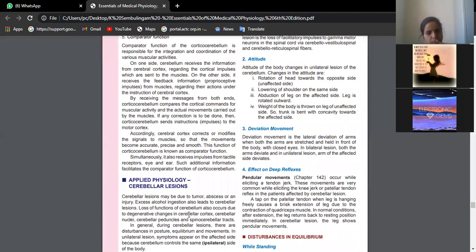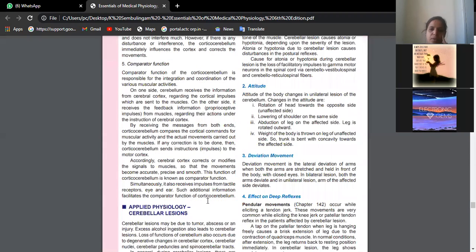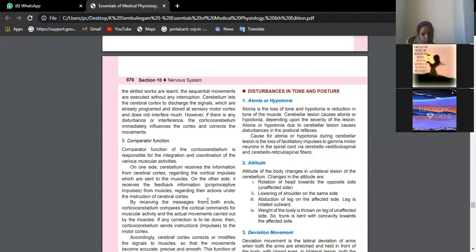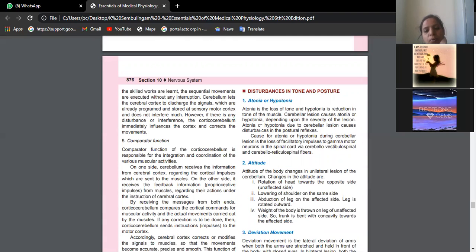Then after that we have applied physiology. Under applied physiology, we have cerebellar lesions. All these functions you have studied till now will be damaged if there is any disturbance in the cerebellar activities, that is, cerebellar lesions. Like atonia. What is atonia? The muscle tone is very much reduced, because we know tone, posture and equilibrium are all controlled by the cerebellum. If it is damaged, the muscle tone will also be gone.